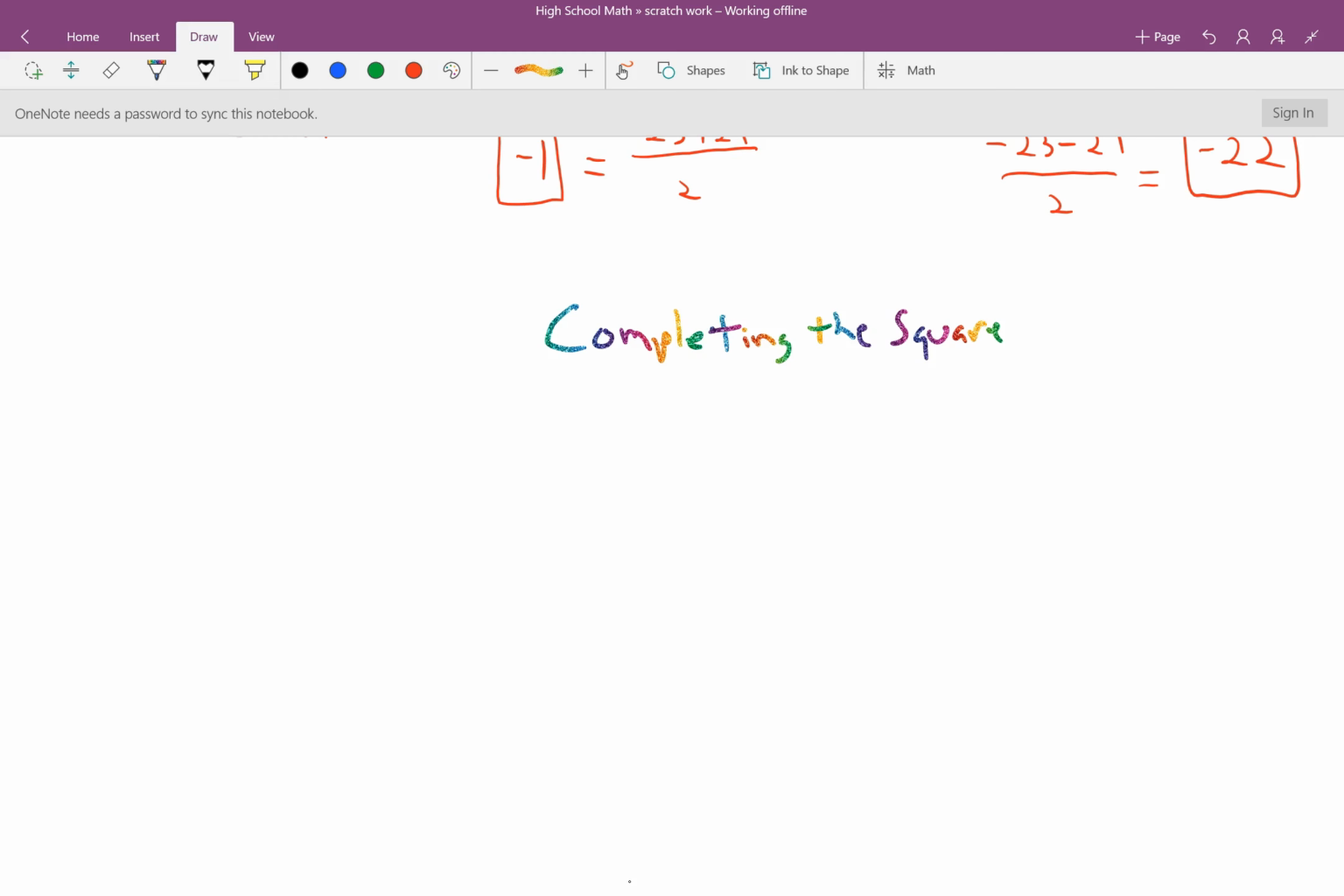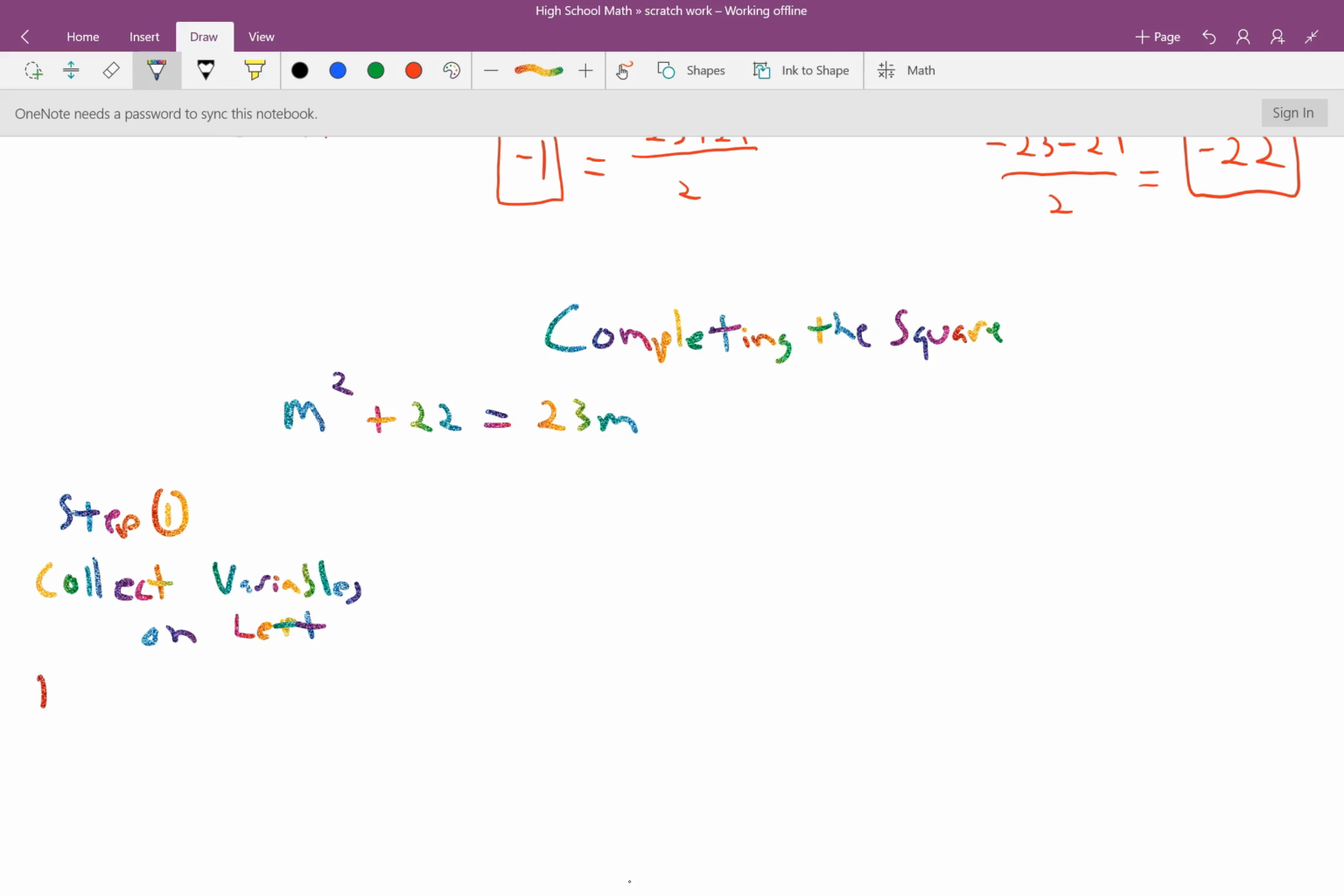Of course. All right, completing the square. Now let's write it back in. Our quadratic is m squared plus 22 equals 23m. I'm going to write the original again. Okay, for completing the square, step 1. Collect variables on the left. And constants on the right.